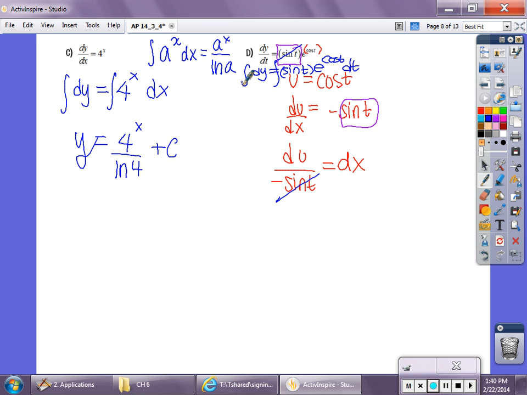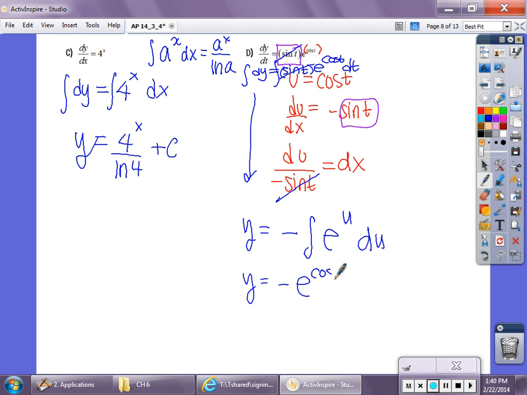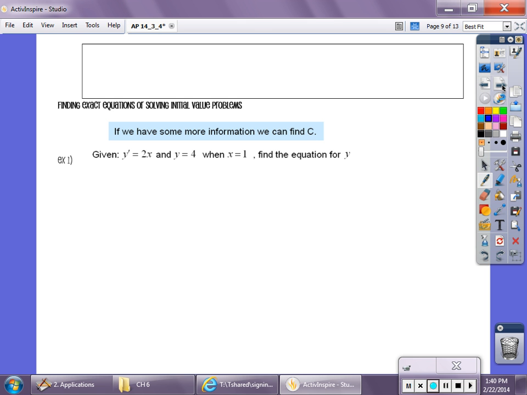All right? Okay, so this side, I'm going to just have y. This side, I picked up a negative. I canceled the sine of t. Integral of e to the u du. So y is equal to negative e to the u, which is cosine of t, and then plus c. All right, so now we're going to actually deal with finding an exact solution.